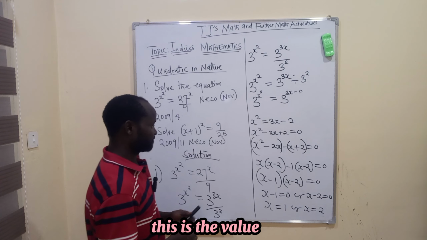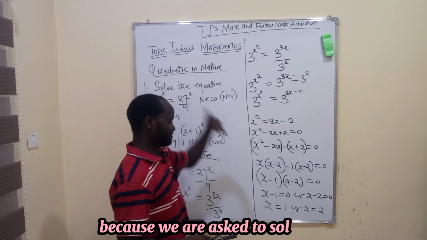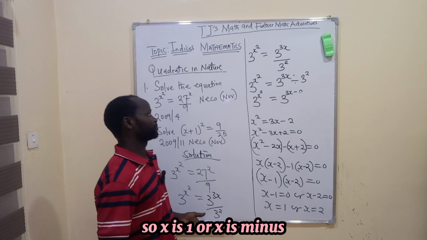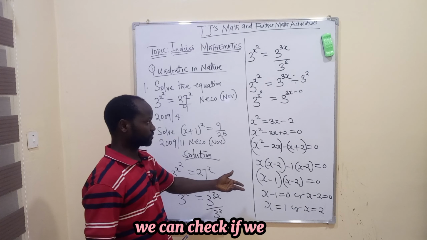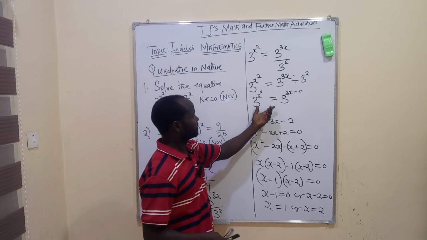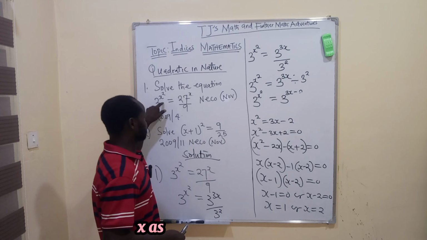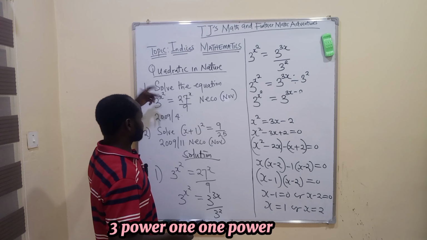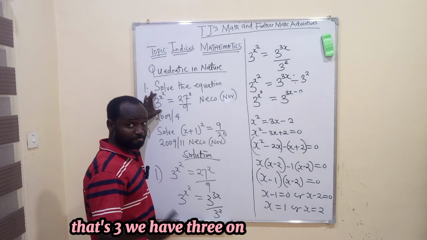So this is the value of x because we are asked to solve for x. So x is 1 or x is 2. Okay, we can check if we want. By the time we plug the value of x as 1 into this equation, 3 power 1, 1 power 2 is 1, that's 3. We have 3 on the left hand side.